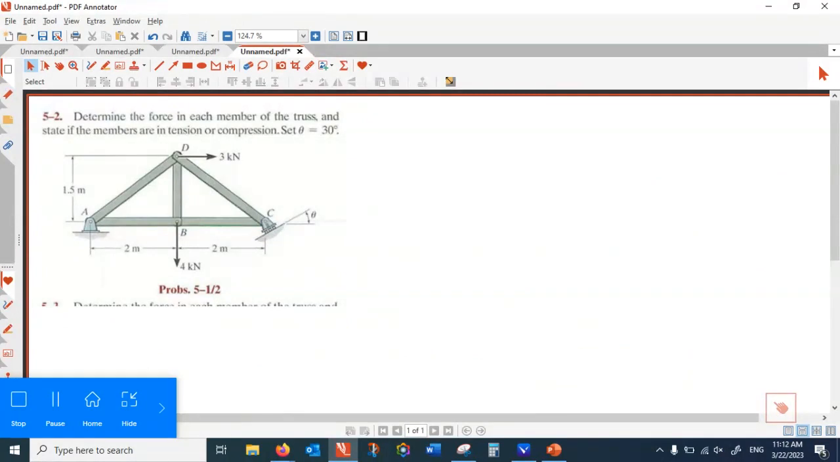All right, to solve this problem, you tell me what is the best strategy to solve this one. Where should I start? Can I apply method of joint? Can I start with method of joint? If I start at D, how many unknowns do I have?